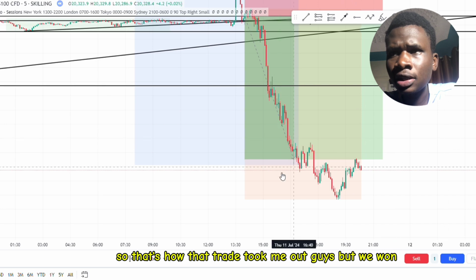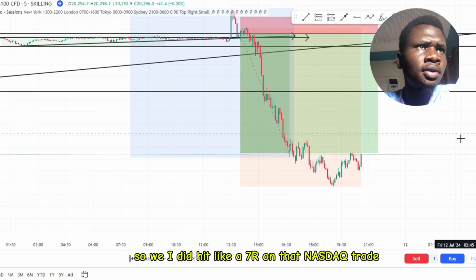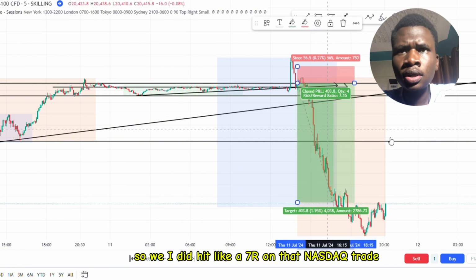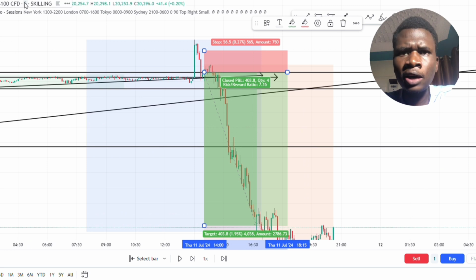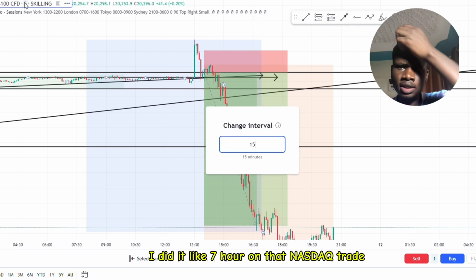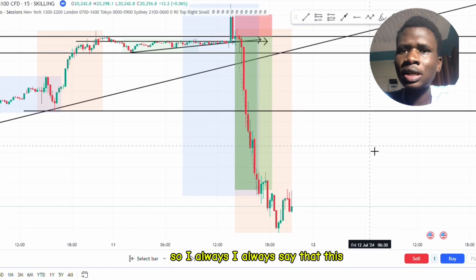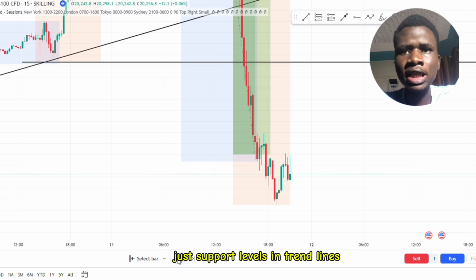I did hit like a 7R on that NASDAQ trade. So I will say that this is the most simple way of trading. Just support levels and trend lines, and you look at where the liquidity is and you target that zone very hard.